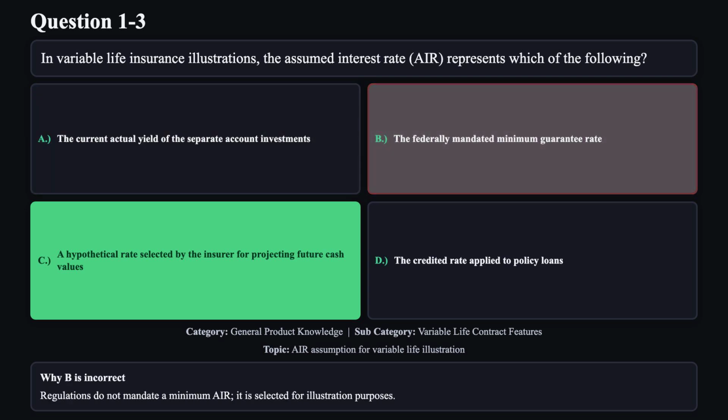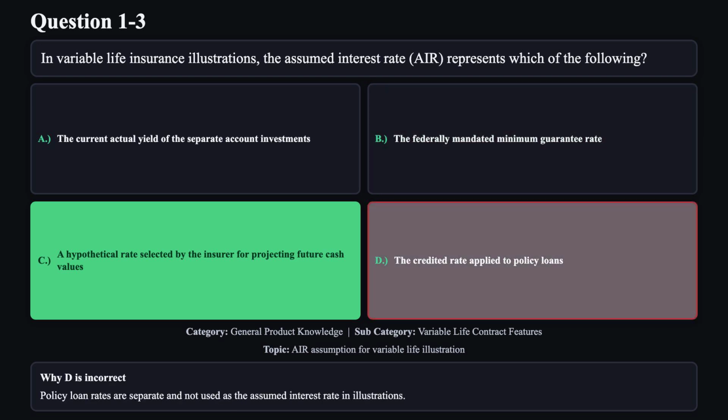Reason B is not correct. Regulations do not mandate a minimum AIR. It is selected for illustration purposes. Reason D is not correct. Policy loan rates are separate and not used as the assumed interest rate in illustrations.